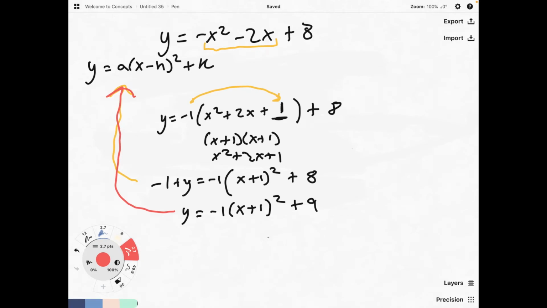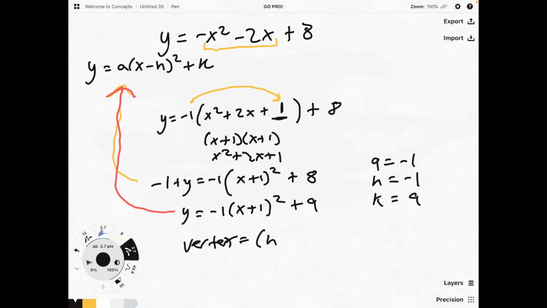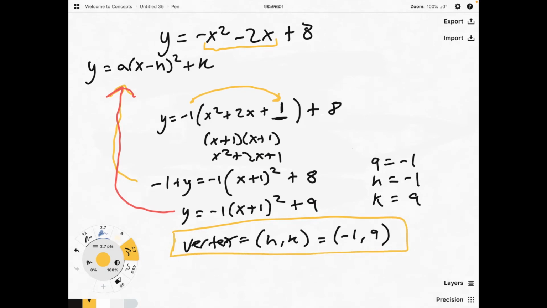We see that in this case, a is equal to negative 1. We have h, which is equal to negative 1 because it's a positive 1 and h is negative. So this is a negative 1. k, in this case, is equal to 9. Vertex is equal to (h, k), and in this case, equal to (negative 1, 9).